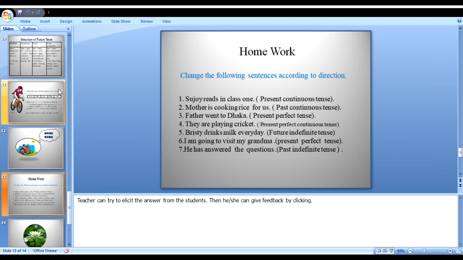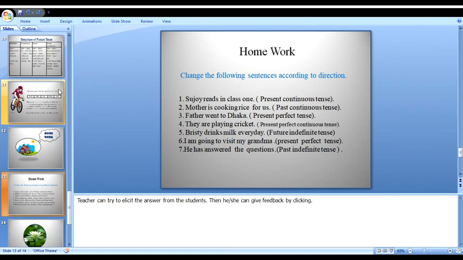Now take down your homework. In your homework, you have to change the following sentences according to the direction. There are some sentences. You have to change the sentences as given tense in the parenthesis. First one, Shujoy reads in class 1. This sentence is in present indefinite form. You have to change the sentence into present continuous tense.